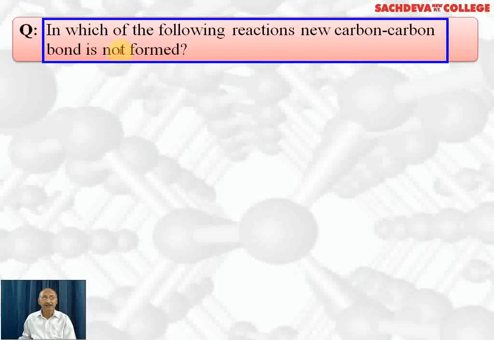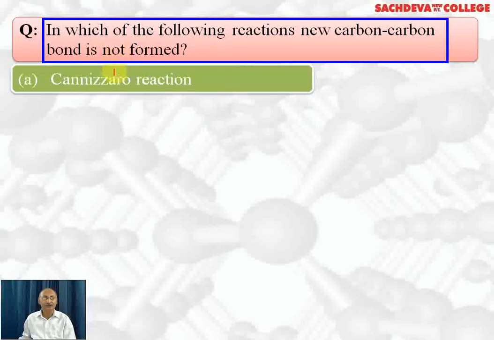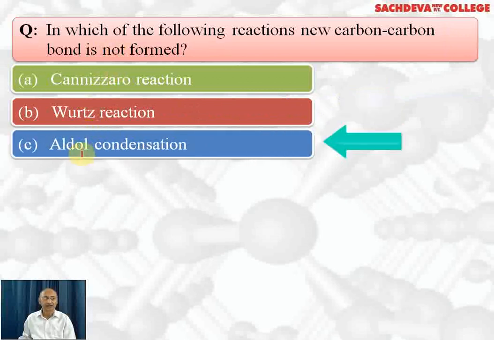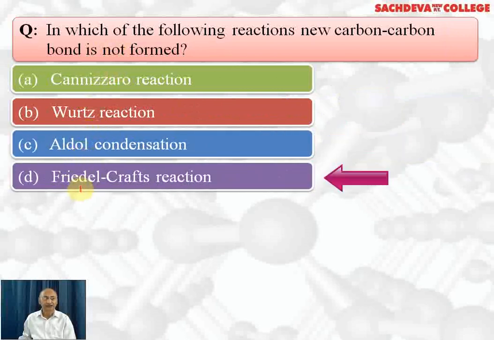In which of the following reactions is a new carbon-carbon bond not formed? Cannizzaro reaction, Wurtz reaction, aldol condensation, Friedel-Crafts reaction. In Wurtz reaction, a new carbon-carbon bond is formed. In aldol condensation, carbon-carbon bond is also formed. In Friedel-Crafts reaction, carbon-carbon bond is formed. Cannizzaro reaction is a disproportionation reaction, that is, oxidation and reduction take place simultaneously, so no new carbon-carbon bond is formed. Correct answer is A part.